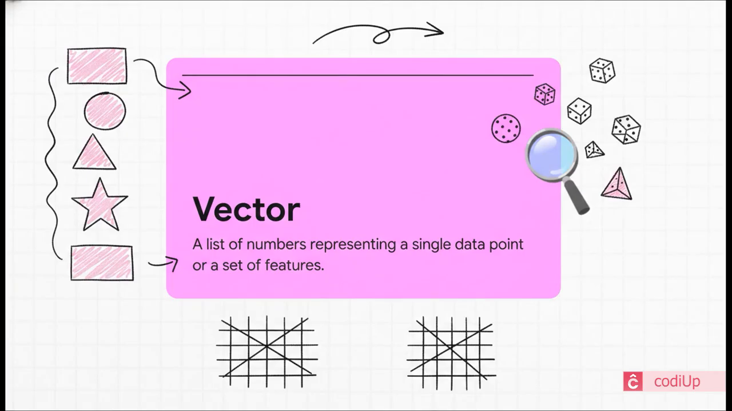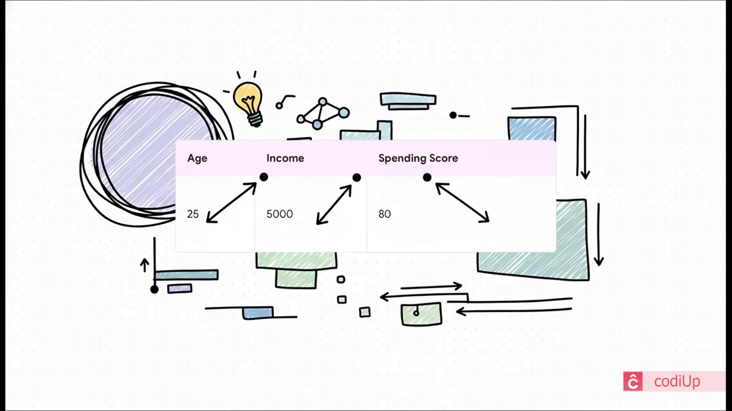So what is a vector, really? It's just a list of numbers. That's it. Each number in that list represents a specific characteristic, or what we call a feature, of one single thing, one data point. Let's make that real for a second.